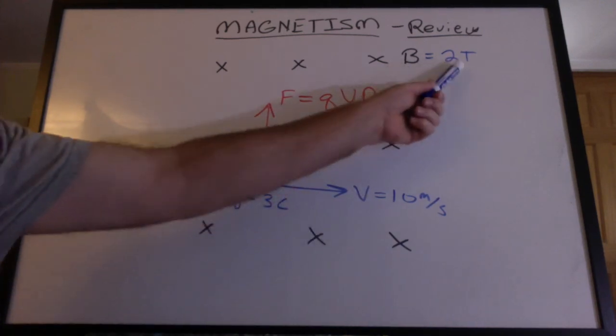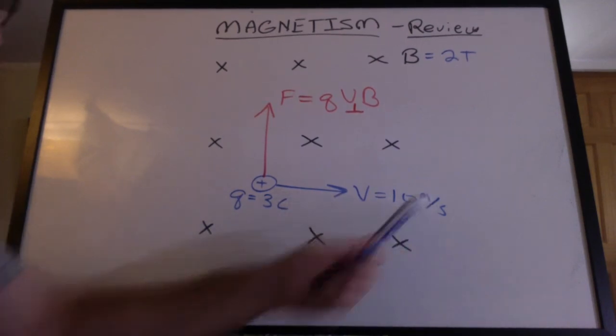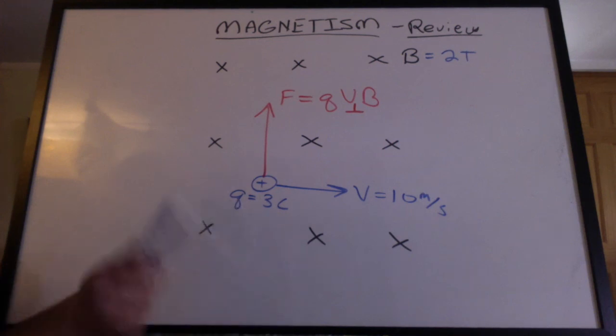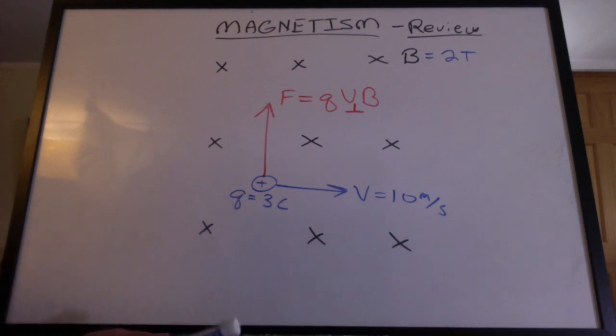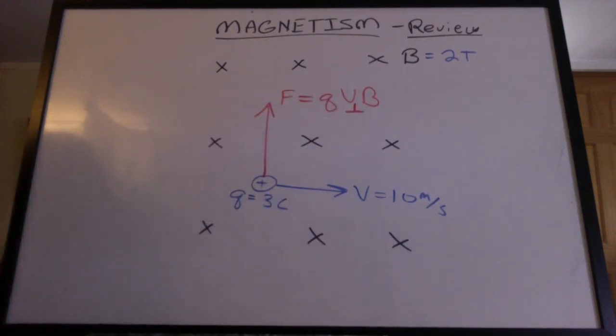Let's just say we had a magnetic field of 2 Tesla. That's a very strong magnetic field. Most magnetic fields are nowhere near that strong. The velocity is going to be 10 meters per second. And the Q will be 3 coulombs. Of course, we're not going to have normally charges that big moving around. But if you plug all this into the formula, what are you going to get?